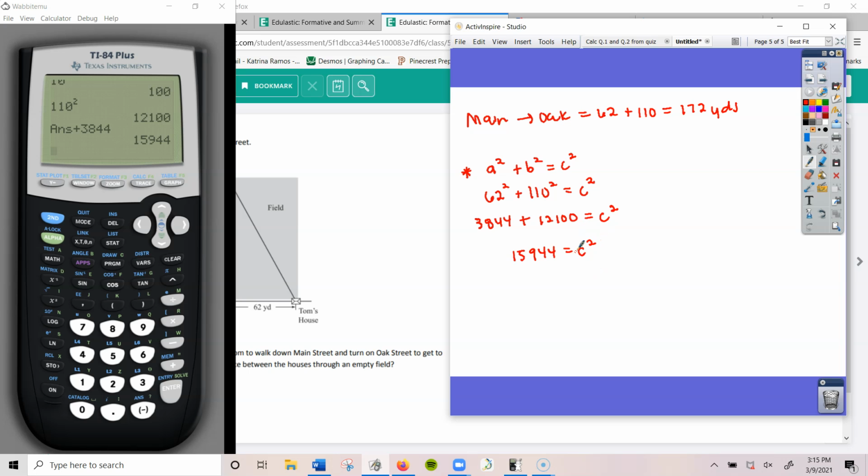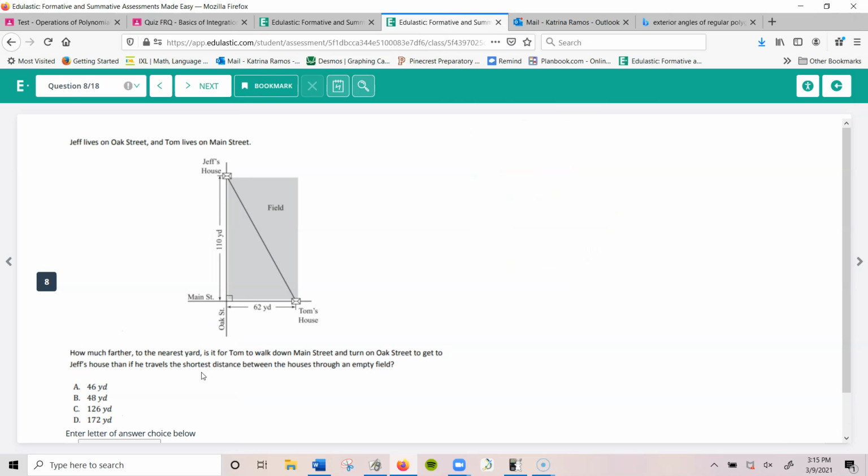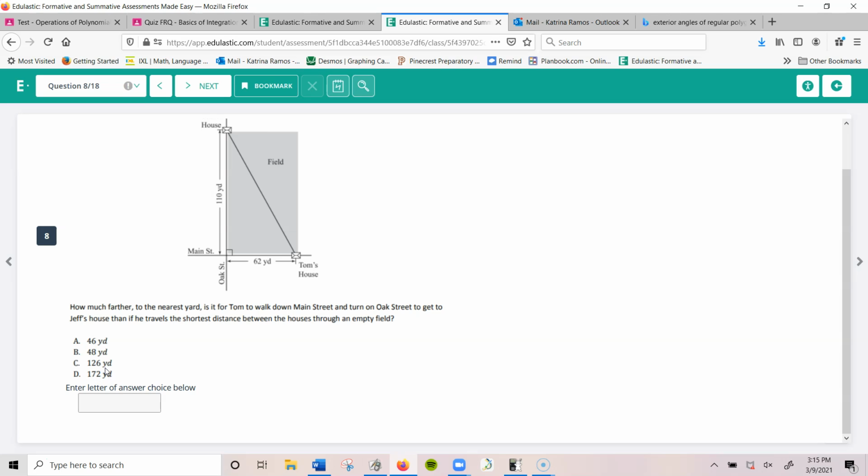To solve for c, we have to take the square root of both sides. So c is equal to the square root of 15,944. So that's what I'm going to do. I'm going to square root 15,944, and I get 126.27. Now let's see. The closest answer here would be 126 yards. So C.